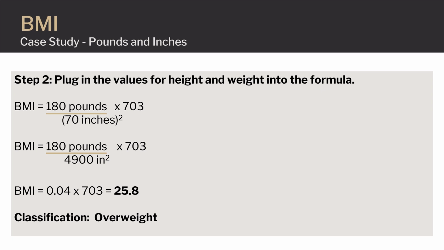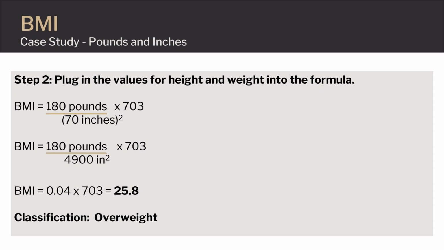The second step is to plug in your values for height and weight into the formula. BMI is equal to 180 pounds divided by 70 inches squared, all multiplied by 703. To simplify the equation, you can first square the 70 inches, which will give you 4,900 inches squared.